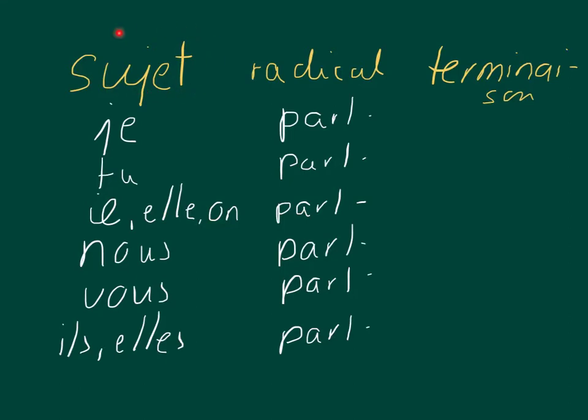Notice that once I have put our subjects here and radical, that the radical, your stem, does not change. According to subject, your radical, your stem, stays the same. The only thing that will change is your terminaison, your ending. So let's take a look at these endings.